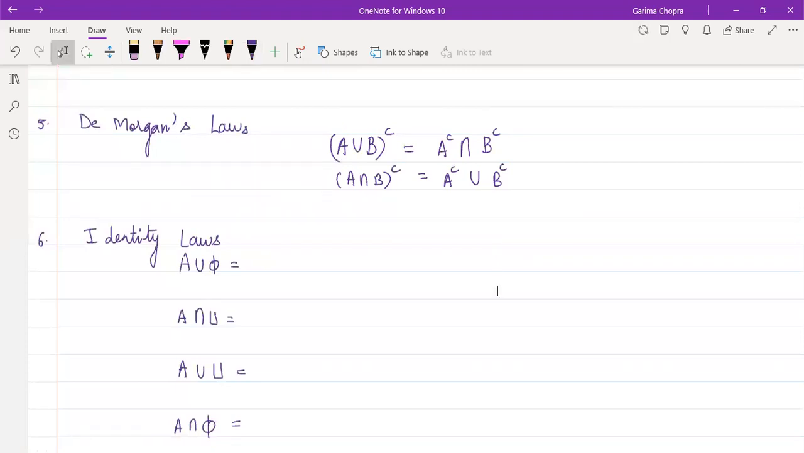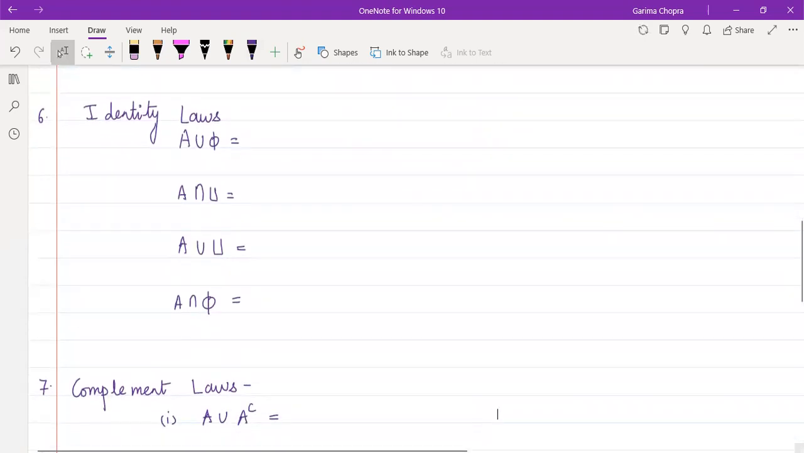Then we have identity laws. In the identity laws, we have four cases. In the first one, we are taking the union of an arbitrary set A with the null set, and this union will come as again the same set A. That's why we call this law the identity law. In the second one, we are taking the intersection of A with the universal set, and this intersection will be the set A. Here we are taking the union of arbitrary set A and the universal set U. So this union will be the universal set U, and in this case, we are taking the intersection of A with the empty set.